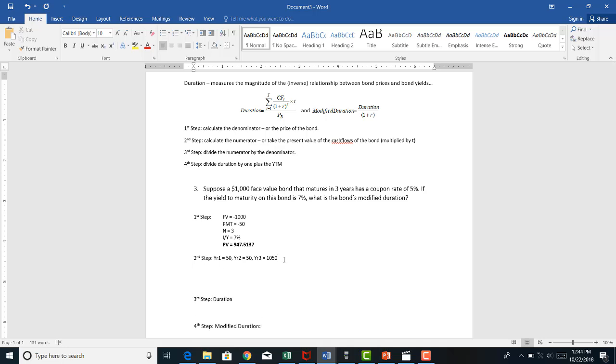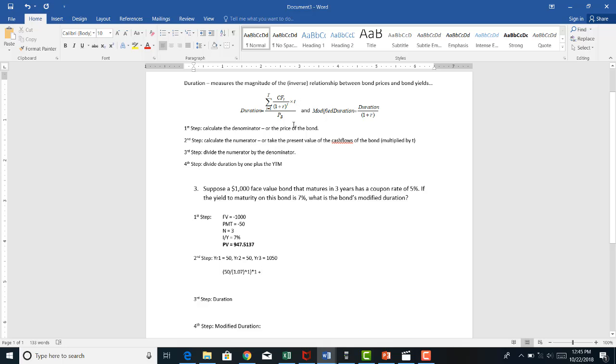So let's do this here. I'm going to take $50 divided by 1 plus r, which is 1.07, my yield to maturity, raised to the power of 1. So there is the present value of the first $50 coupon. I'm going to multiply it by 1. So I've taken the present value of the first coupon and multiplied it by t.